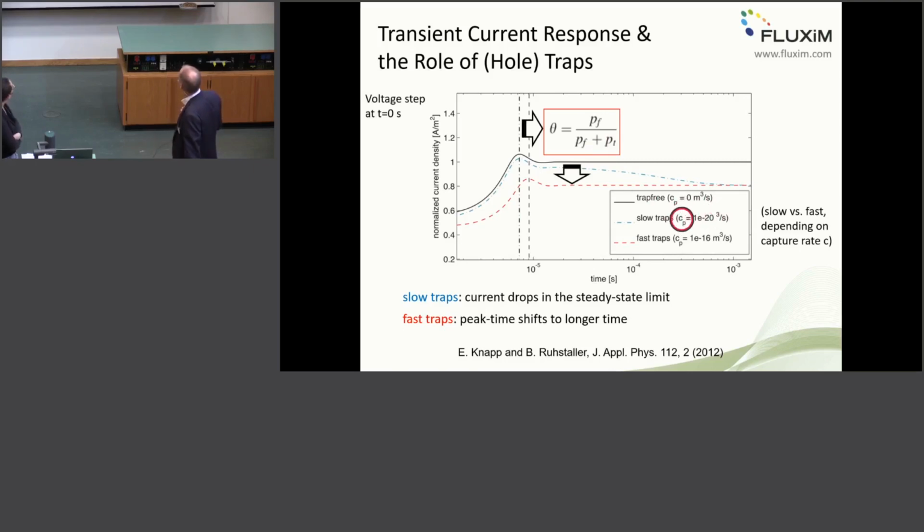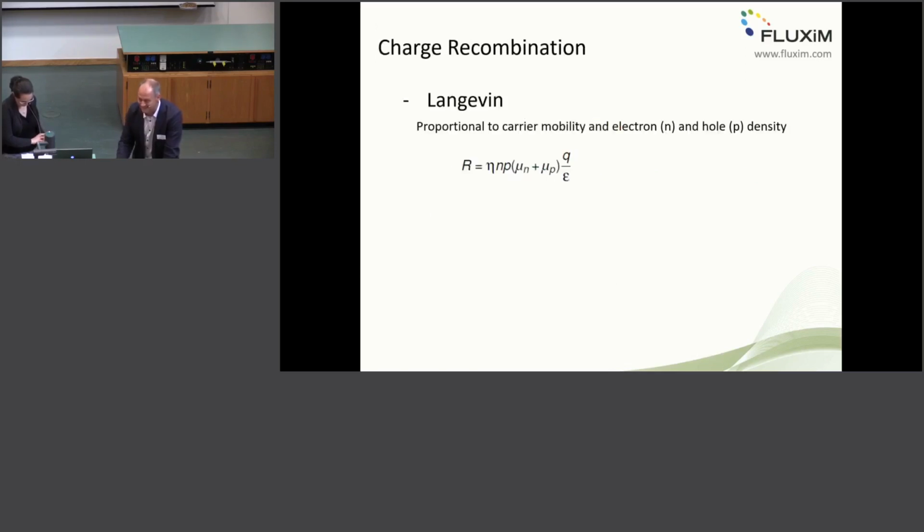But in some intermediate case where the capture rate is not as high, then you will have charge trapping happening over very long time scales, and the current will still decrease after a very long time, as you can see here. So if you ever have a measurement that doesn't settle to a steady state value, maybe it's due to trapping, and that's what this example illustrates.